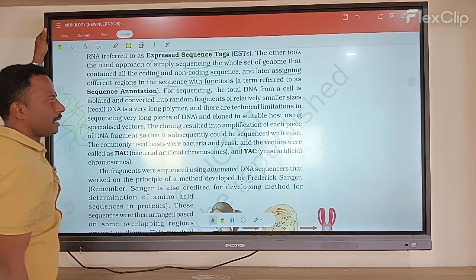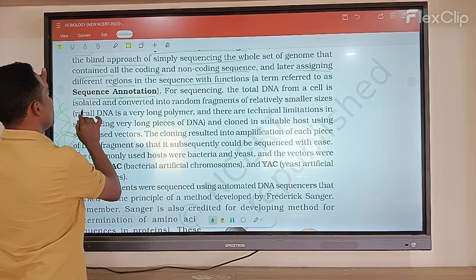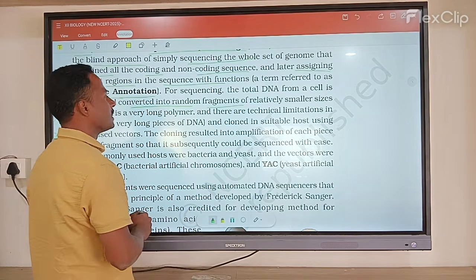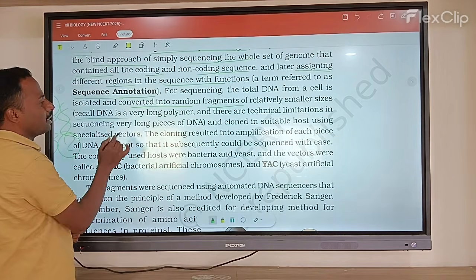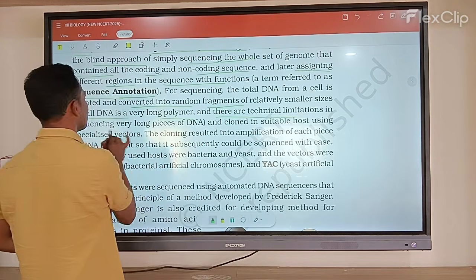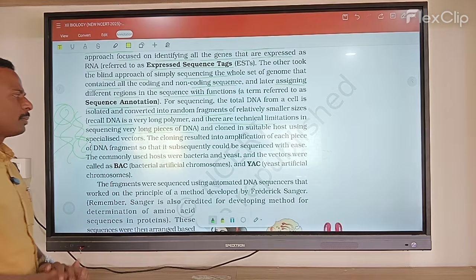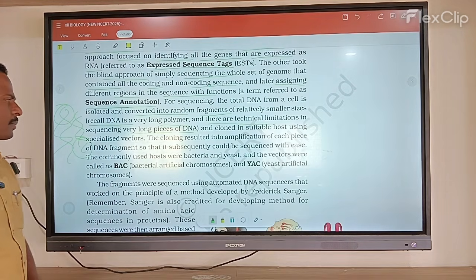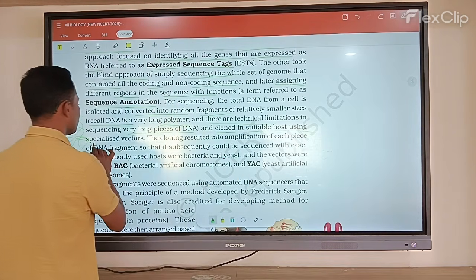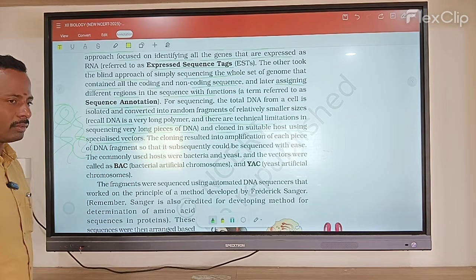For sequencing, the total DNA of the cell is isolated and converted into random fragments of relatively smaller size. Recall that DNA is a very long polymer, and there are technical limitations in sequencing very long pieces of DNA. So we already know DNA is a very long polymer chain with a very large number of sequences. It is then cloned in a suitable host using specialized vectors. So how does it get cloned? By using vectors.